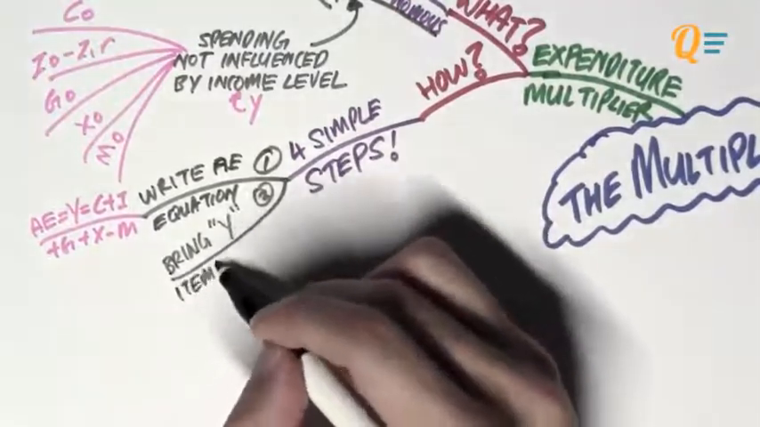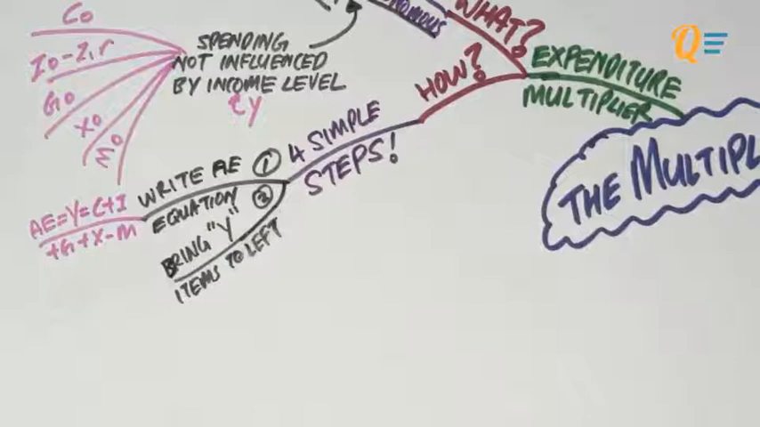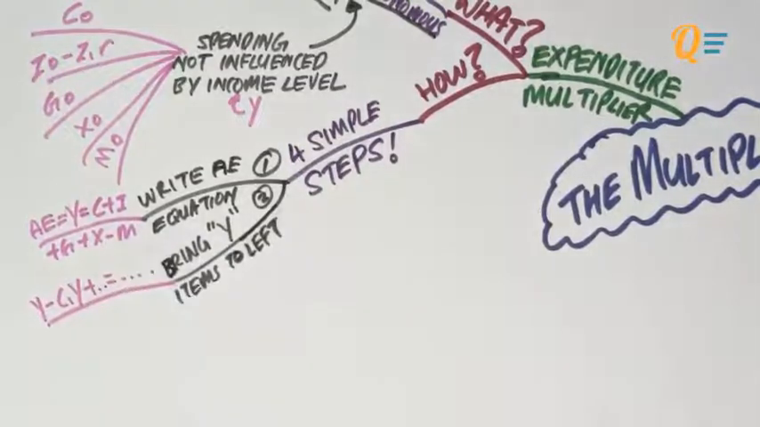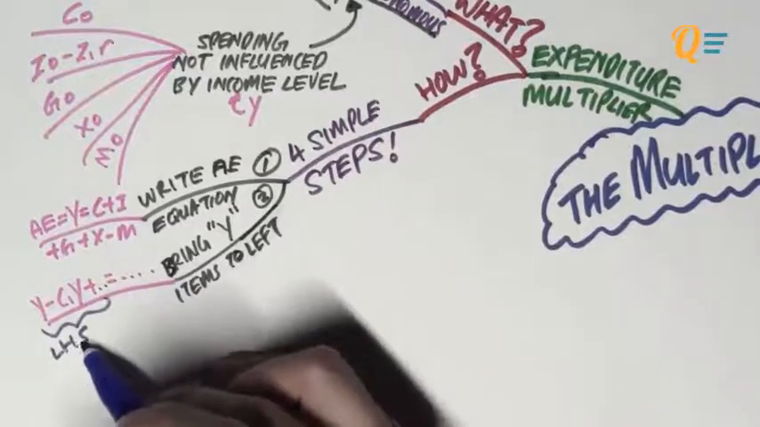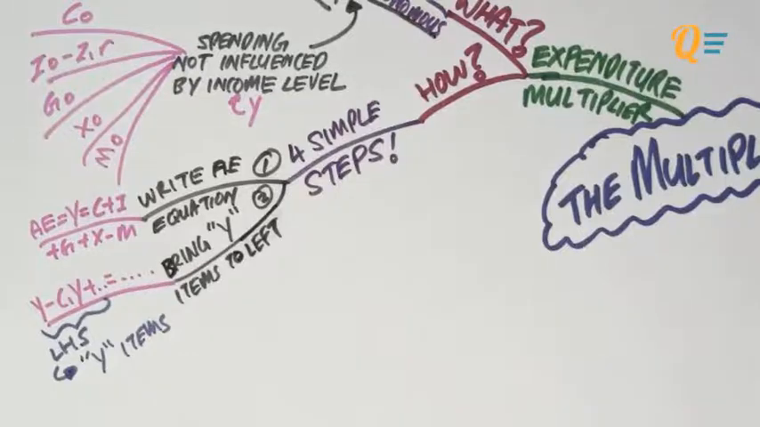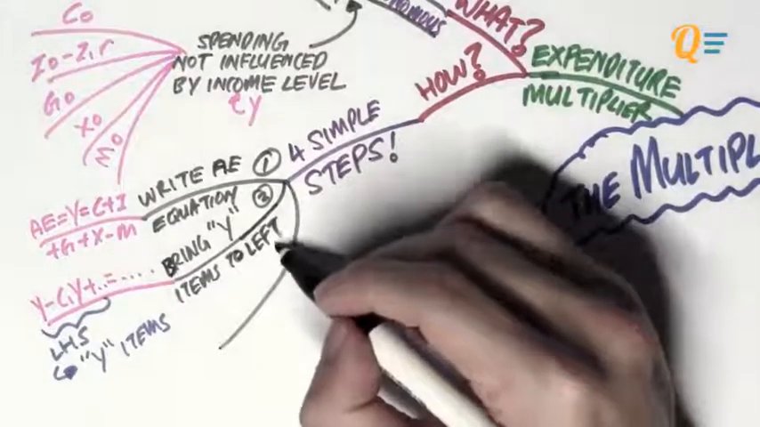So the second step will be to bring all the Y terms to the left-hand side of the equation. So basically, it's everything that has got Y as part of it. So for example, C1 times Y. Okay, so that goes on the left-hand side of the equation. We want to put all the Y-related items on the left-hand side.